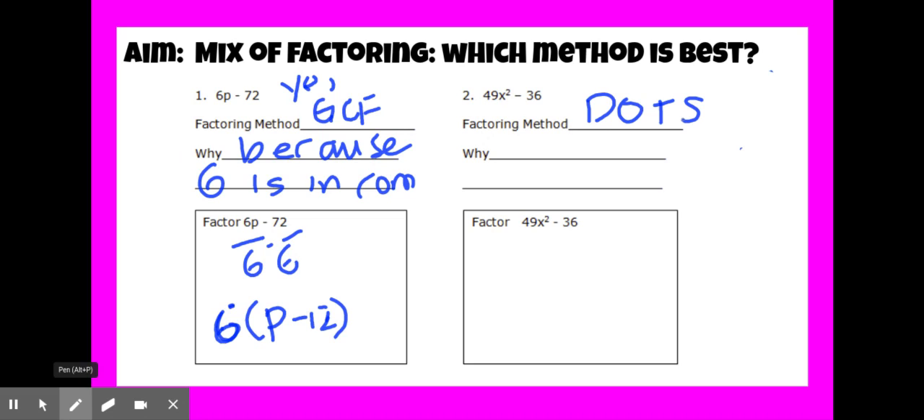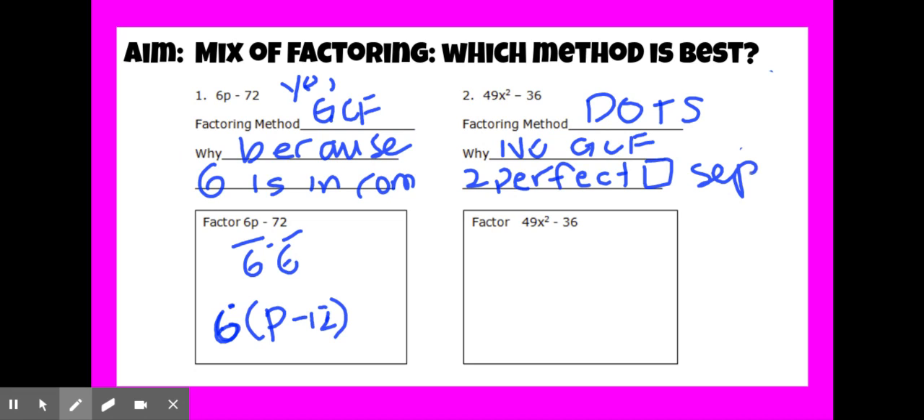Okay, why? Because there's no GCF, and they are two perfect squares separated. I'm going to put a square there. Separated, SEP, by subtraction. Whoops, that looks like an equal sign.